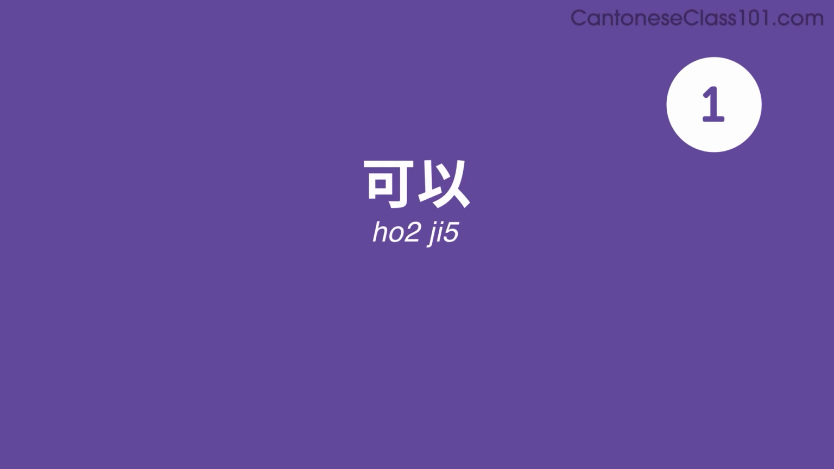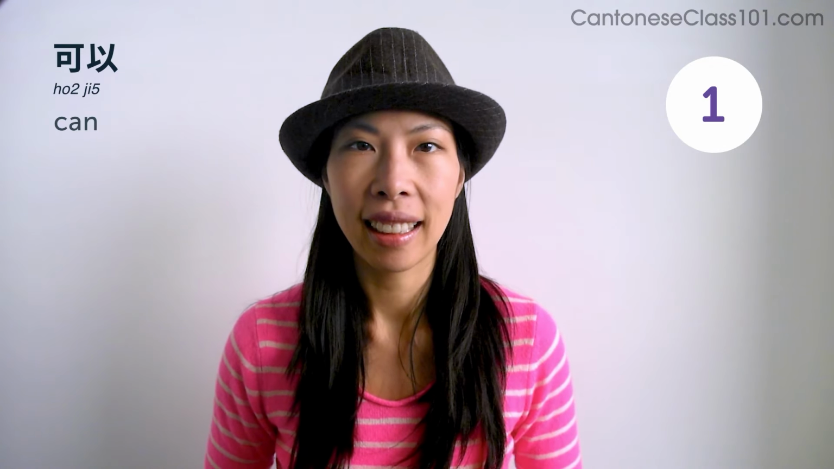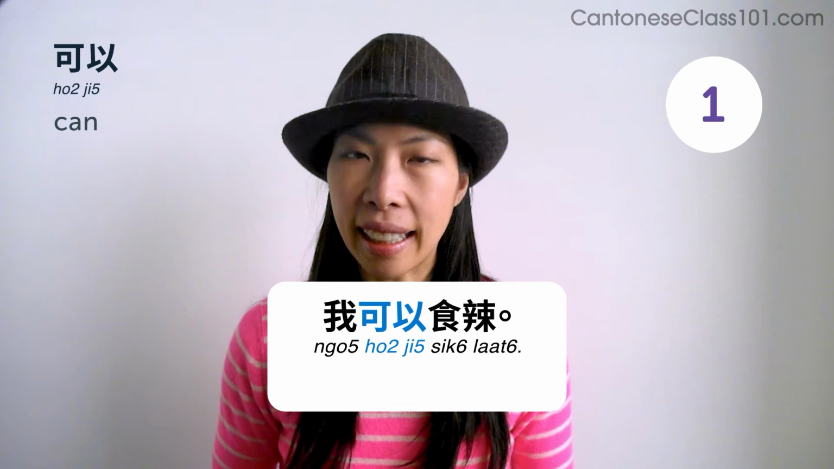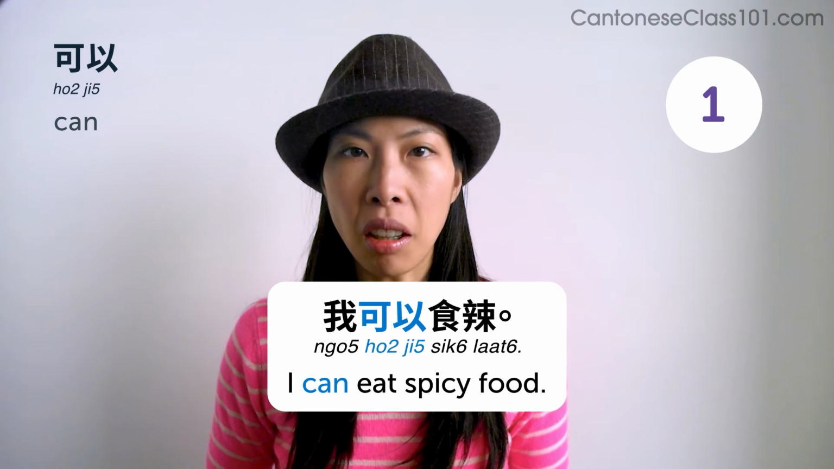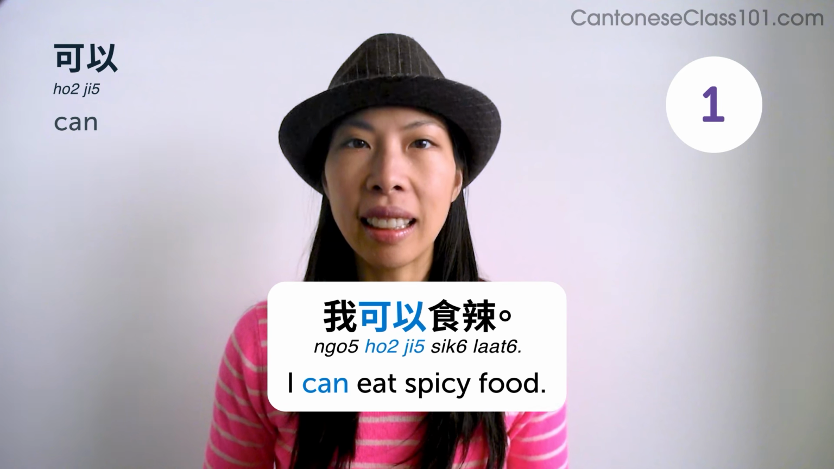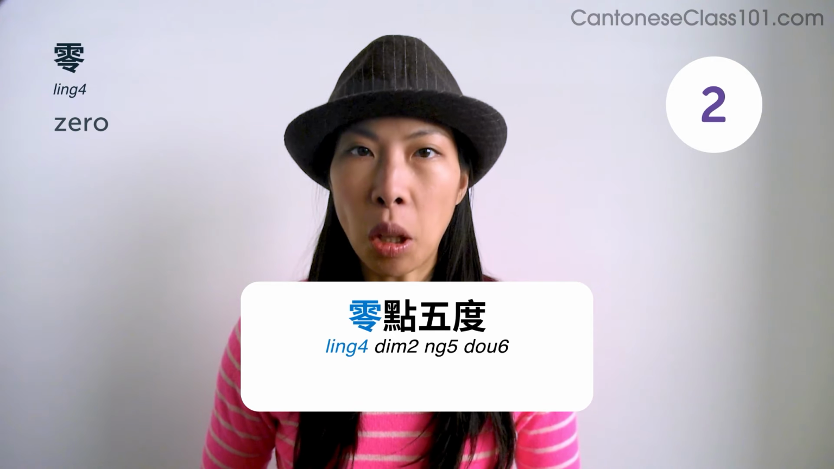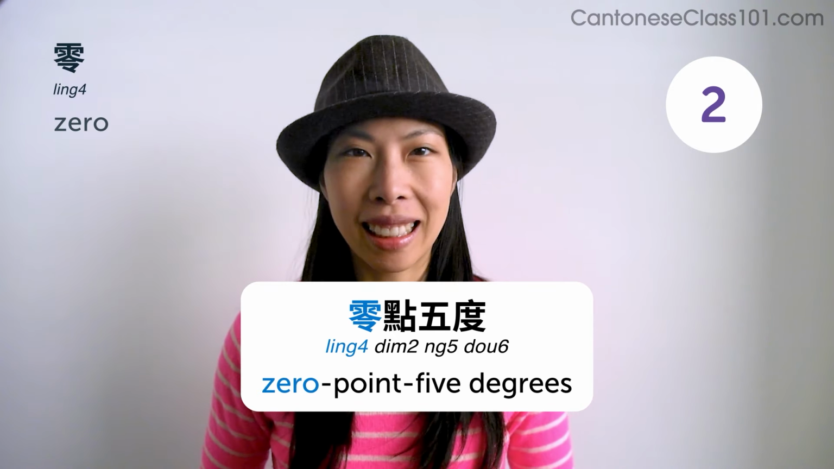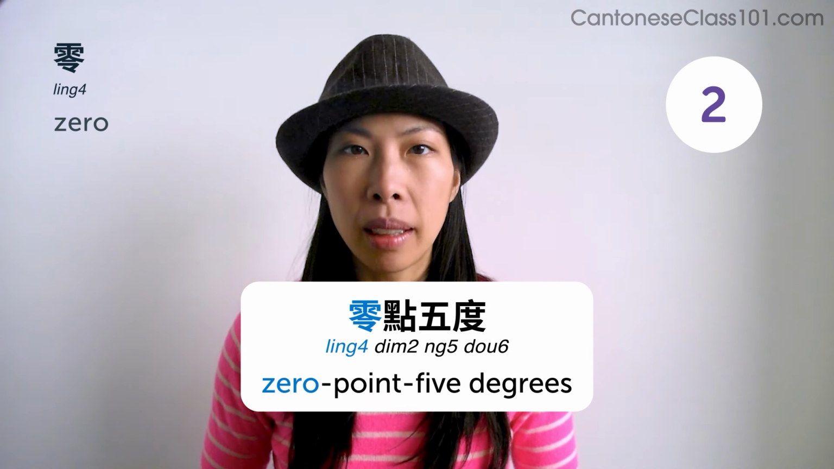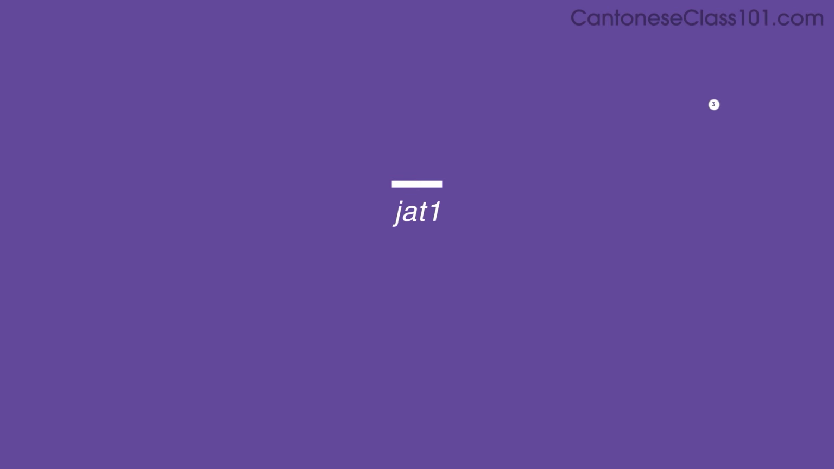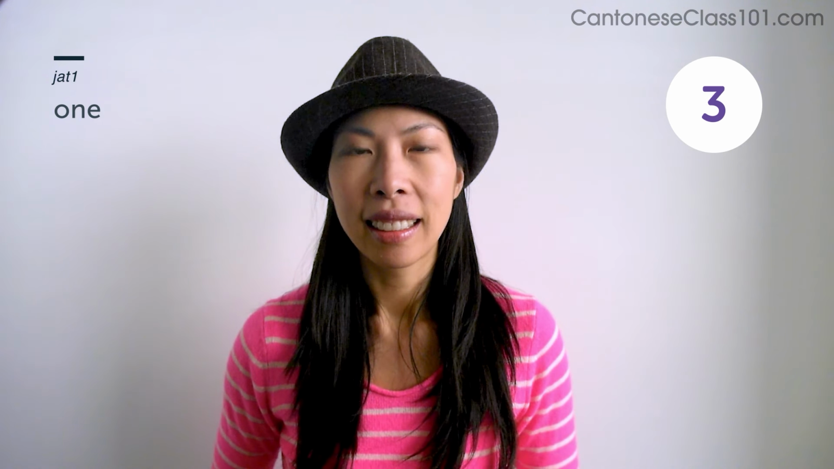First is 可以, can. 我可以食辣, I can eat spicy food. 零, zero, 零点五度, 0.5 degrees. 一, one, 一个人, one person.